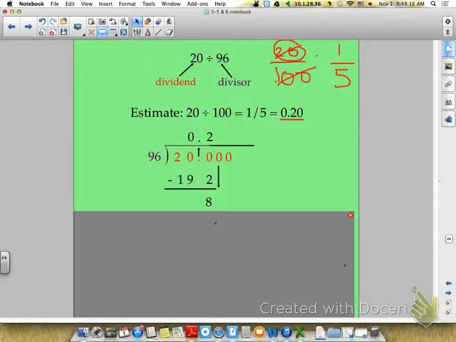So I'm bringing down the 0. I make it an 80. And I find out how many 96s there are in 80. Victoria, how many groups of 96 do I have in 80? 0. Right? So I don't have enough there. So I'm going to put the 0 up there and then bring down the next 0. Where is that 0? Right, I'm just going to add the 0 there.